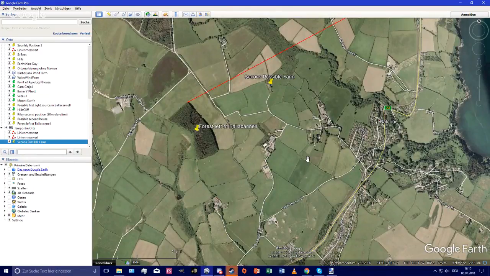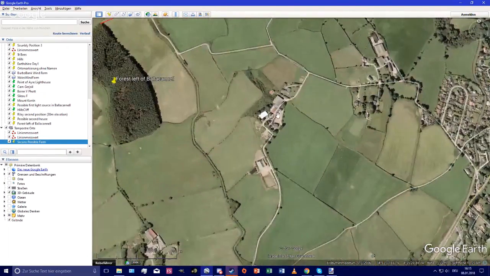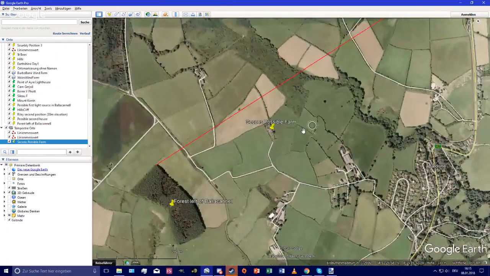What we now have to do is find a building at the same elevation as the second possible farm, with the right heading. It looks like the ones still on my screen might be at the right position. Okay, let's have a look at your screen. They have a height of approximately 150 meters, and they're pretty much directly behind the other ones.